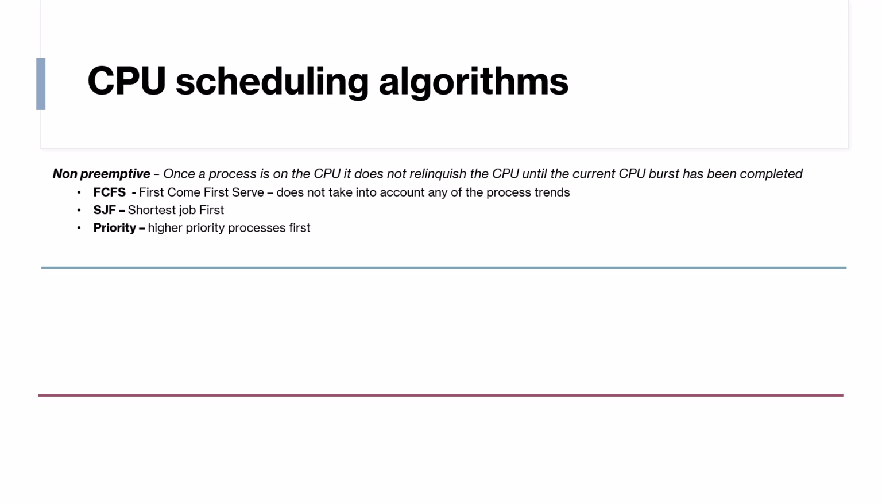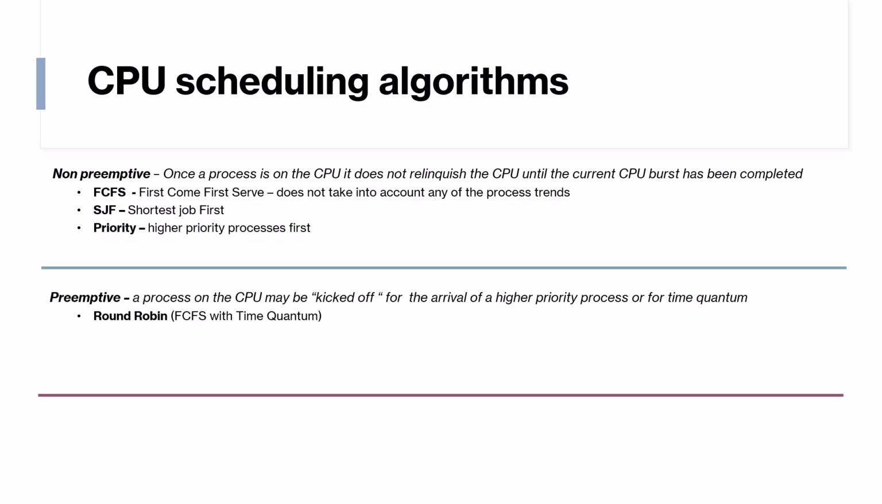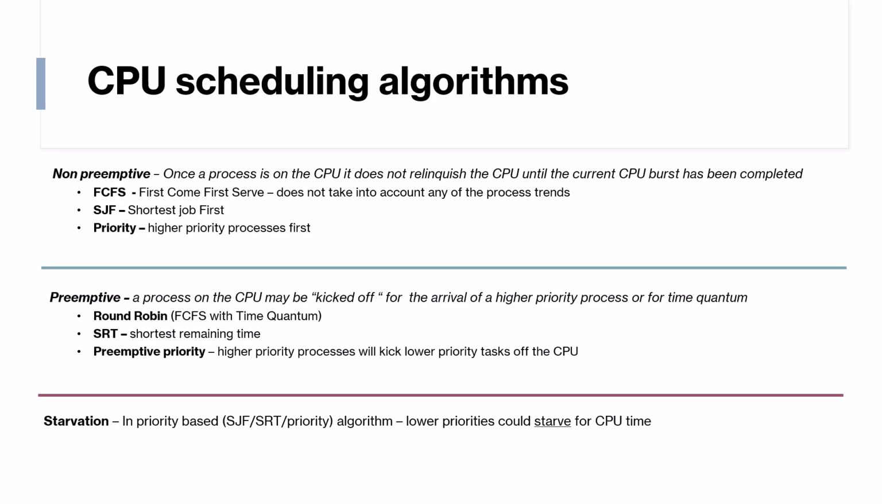We have non-preemptive algorithms: first come, first serve, shortest job first, and priority. We have our preemptive algorithms: round robin, shortest remaining time, and preemptive priority.